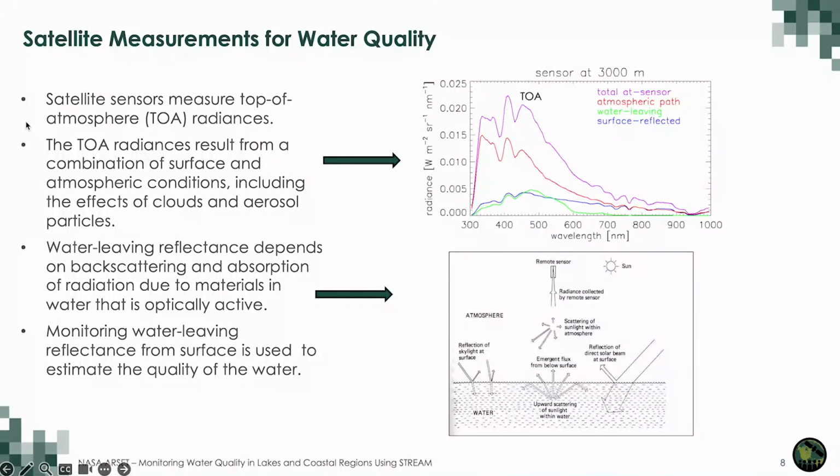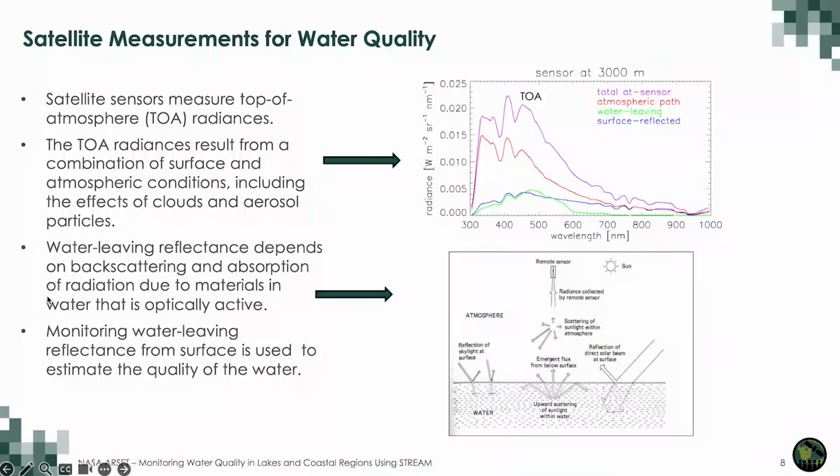Now, satellite sensors measure top of atmosphere or TOA radiances, and these radiances result from a combination of surface and atmospheric conditions, including the effects of clouds and aerosol particles. As seen in this figure, TOA radiances as a function of wavelength are shown here, and contribution is pretty large from atmosphere and also from surface, including this green curve that is contribution from water surface.